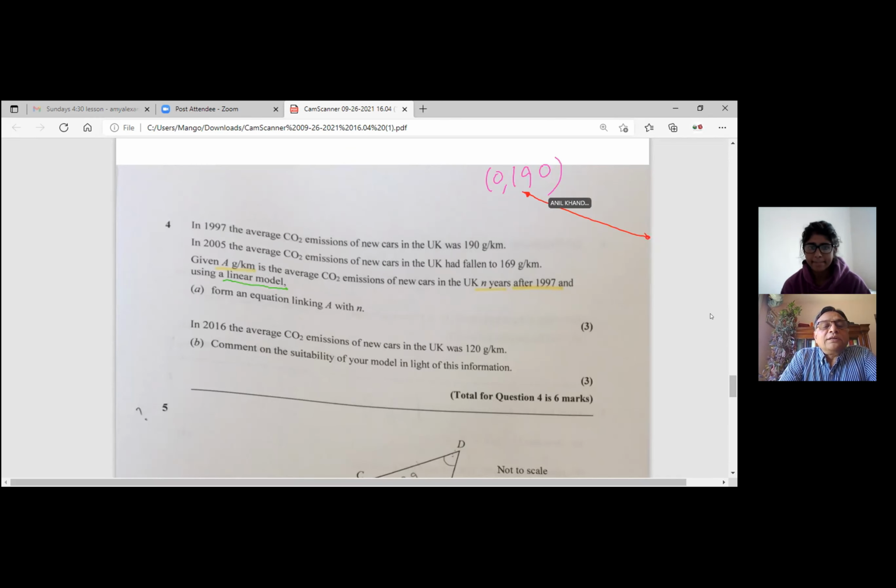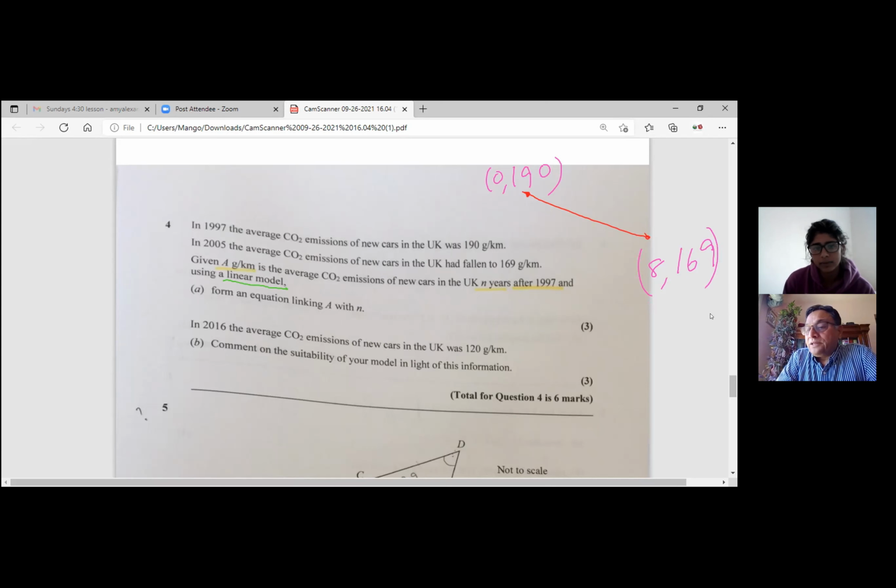Now, what is 2005 minus 1997? How many years hence? 8. 5 and 3, 8. Correct. So 5 and 3, 8, it has gone to 169. Is that clear? When you're saying linear model, you need to find the slope, correct?